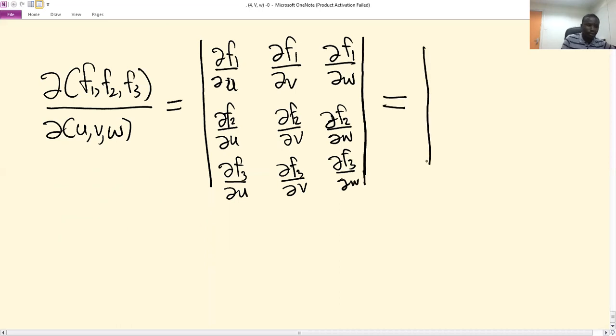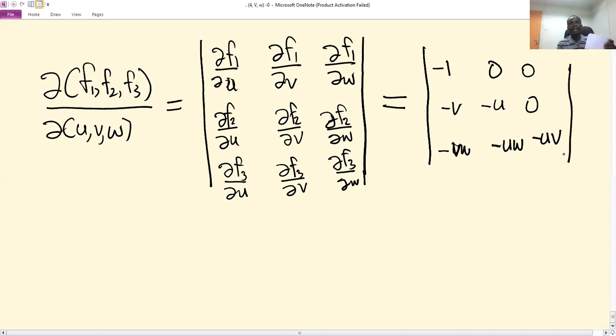Now, when you put in the values, you should get -1, 0, 0, negative v, negative u, 0, negative uw, negative uv. Just check the functions. Also, we are still lucky because this is a triangular matrix. So the determinant will be -1 times negative u, which is u, times negative uv, which is negative u squared v.